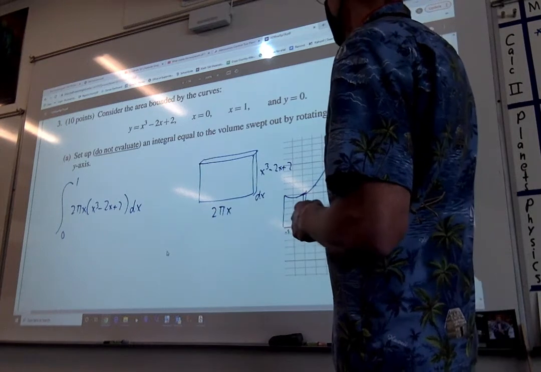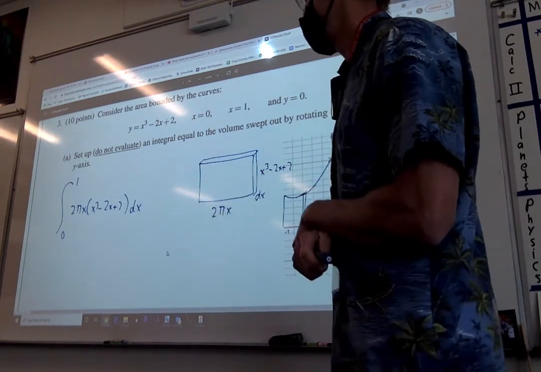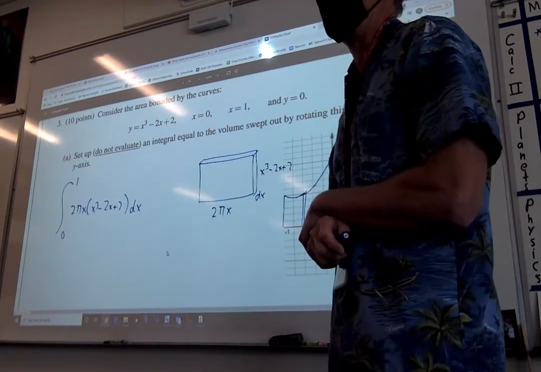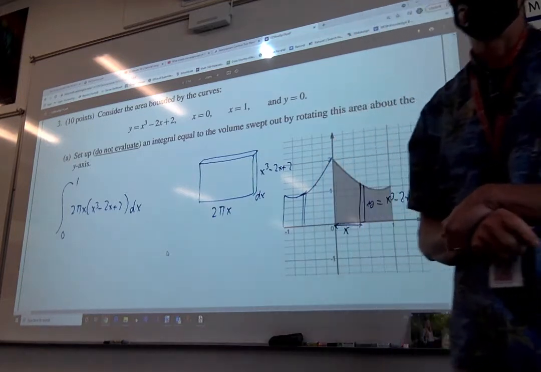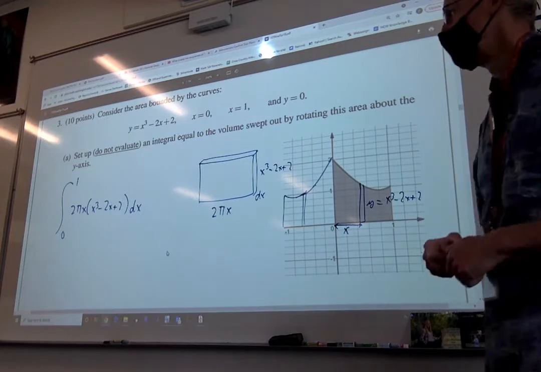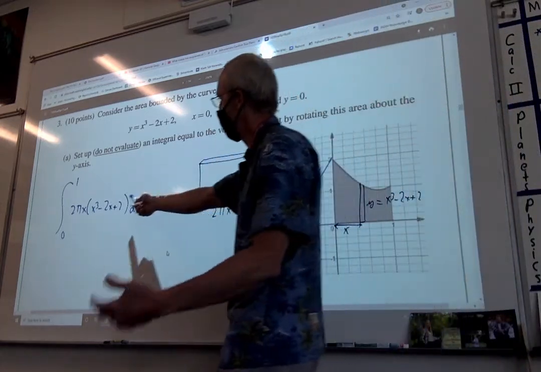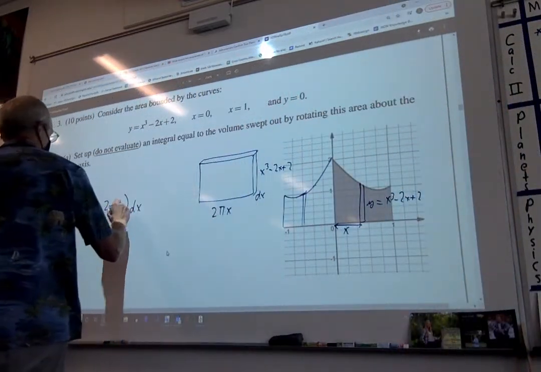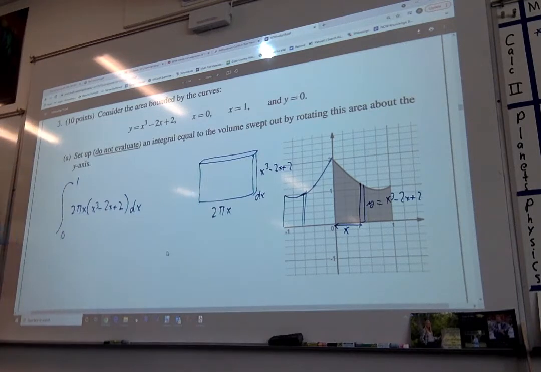I think they said don't evaluate just because it would take a long time and it's easy. Like, what's the point? We know you can do that, because it would take like 5 minutes and you'd probably make an algebra mistake, right? So it's nice that they say that. The hard part is setting it up.